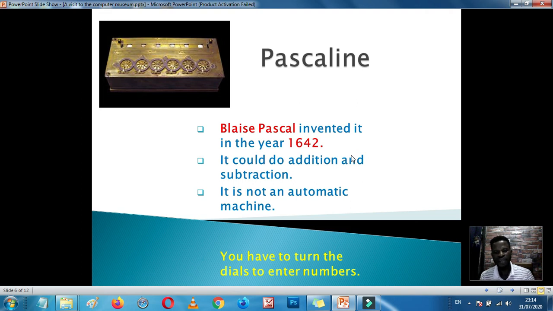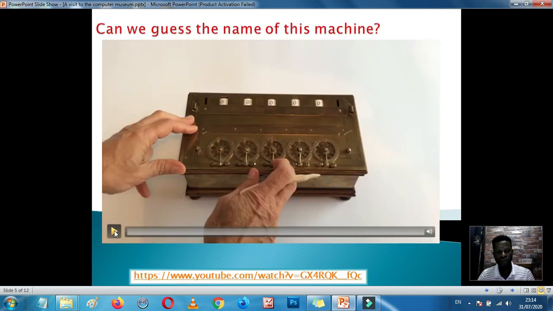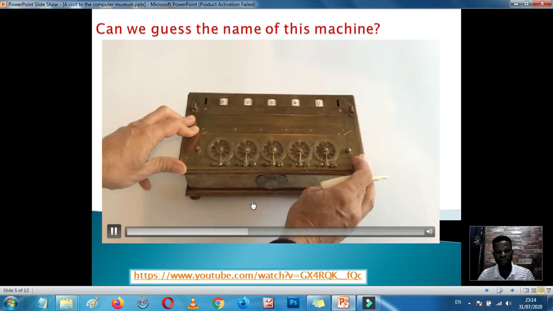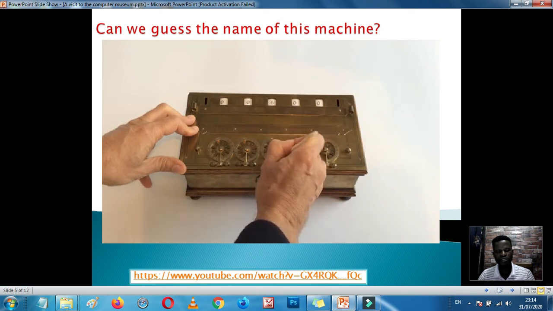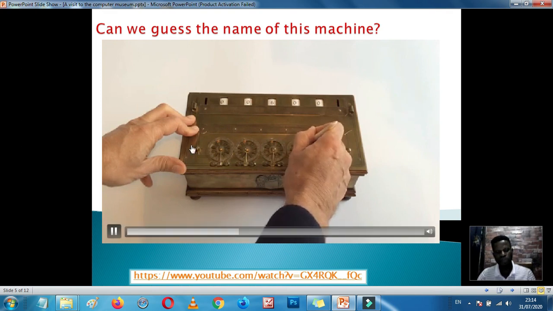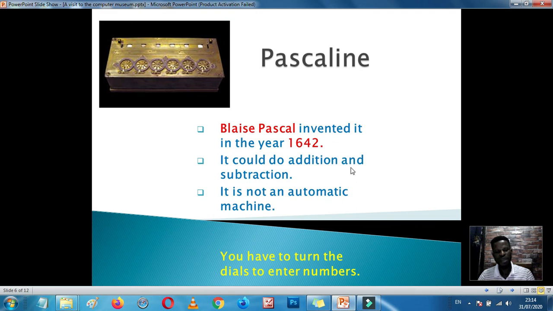It could do addition and subtraction. It is not an automatic machine. You have to turn the dials to enter the numbers. If you look at the video over here, you can see he has to turn the dials so that he can input these numbers. That is how the Pascaline machine works. The Pascaline machine was a very powerful machine at that time, because it was used to perform addition and subtraction. It was invented by Blaise Pascal in the year 1642. It is not an automatic machine.